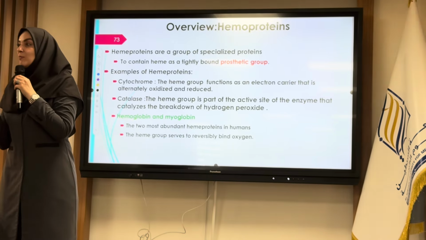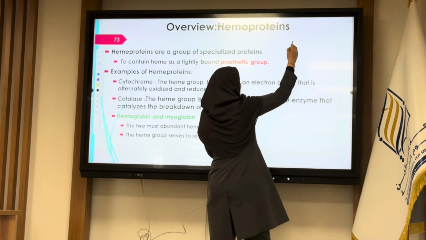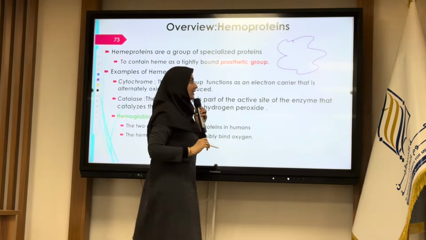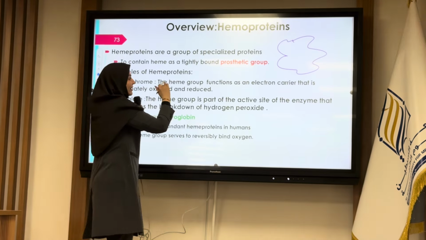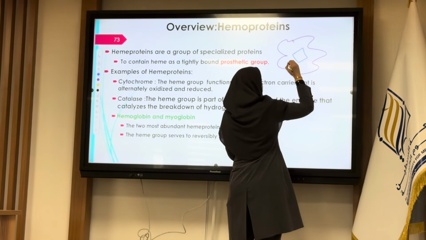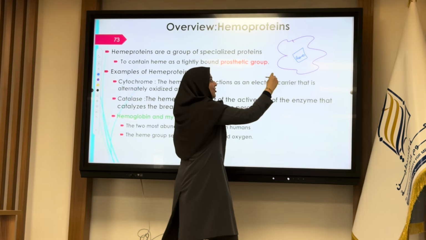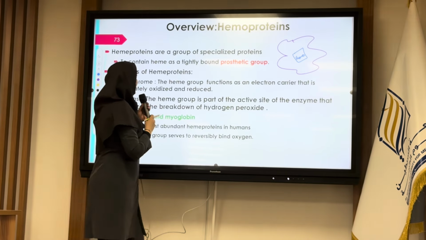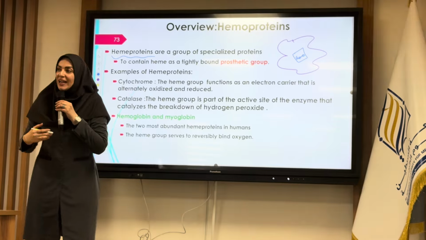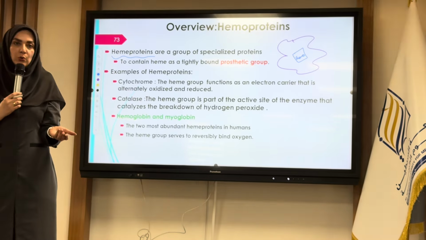Hemoprotein is different from hemoglobin, do not make a mistake. Protein, for example, this is a large protein. Whenever in the middle you have one group known as a heme, generally we say that this is a hemoprotein. We have different examples of the hemoprotein. One of them is hemoglobin.